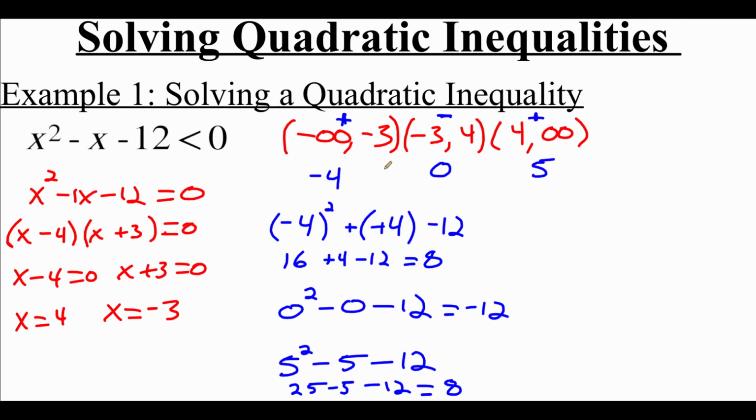So now we know what types of intervals we're dealing with. The first interval is a positive interval, the middle interval is negative, and the last interval is positive. As we look at our inequality, we want things that are less than 0, meaning we're going to want the negative intervals. So in this case, our solution is the interval that runs from -3 to 4, because that's the only negative interval.